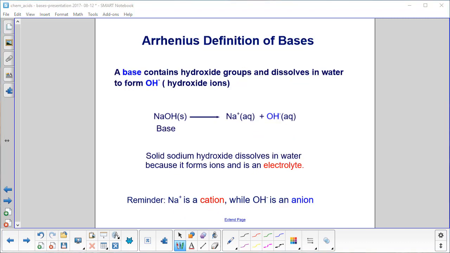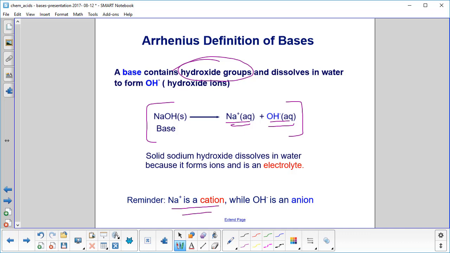A base contains hydroxide groups and dissolves in water to form hydroxide ions, OH-. So you have a base over here, sodium hydroxide, a solid, that dissolves in water to form sodium ions and hydroxide ions. Solid sodium hydroxide dissolves in water because it forms ions and it's also an electrolyte. Remember, Na+ is a cation, OH- is an anion.